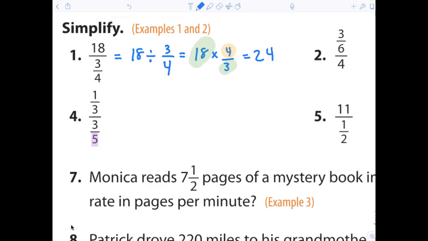18, do the division first if you can, because that makes the number what? Smaller. Ian, are you listening? 18 divided by 3 is what? 6. Then times 4. 24. That's the quick way of doing that.